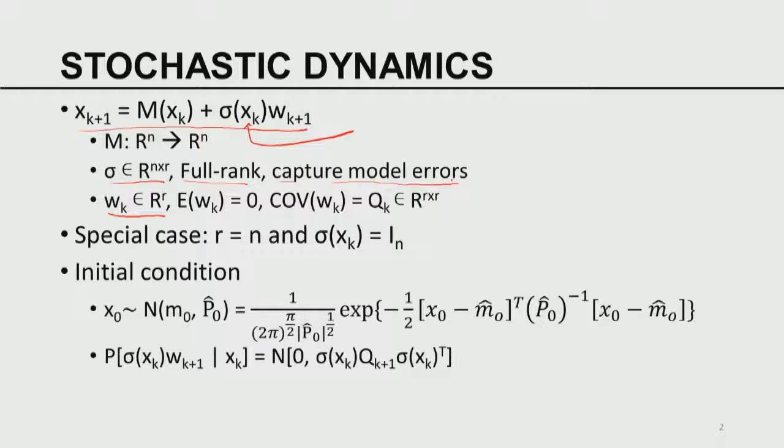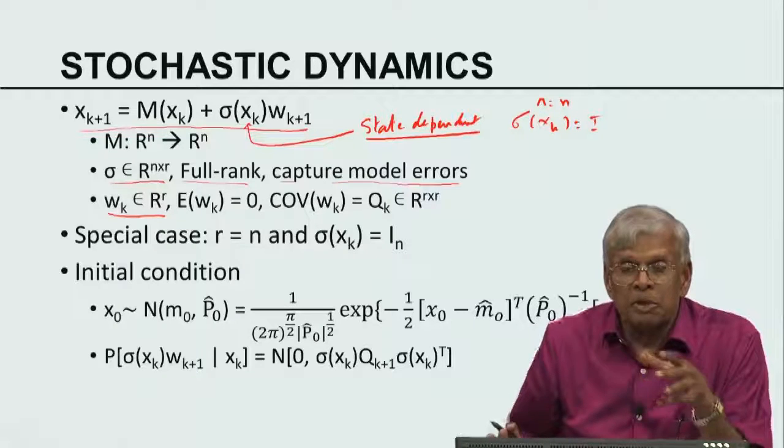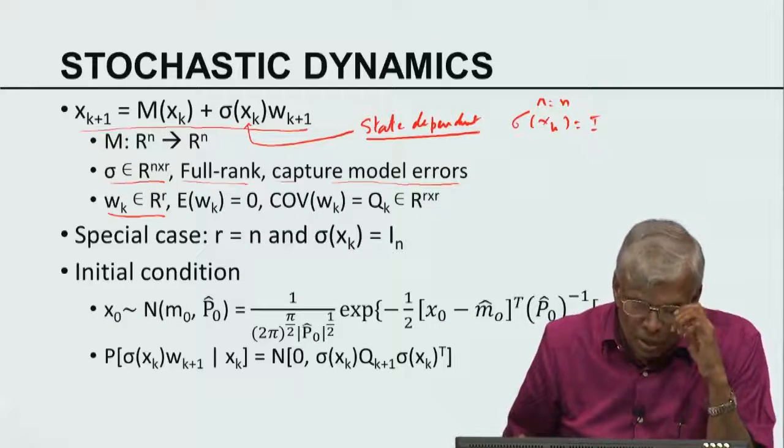So if I assume r is equal to n and sigma xk is identity, then the model error is simply a sequence of state independent Gaussian random variables. Here this is a state dependent noise. So we are assuming that the model is driven by, in general, a state dependent noise. In principle, it could be a general state dependent noise process.